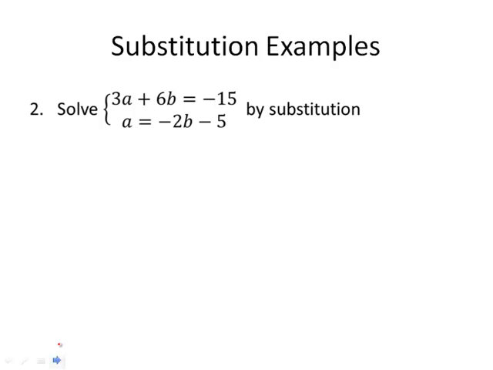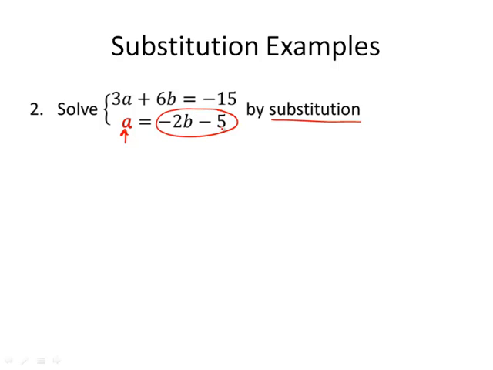Here's another one. They want us to use substitution. First, let's choose which variable is easiest to solve for. Hey, this one's already solved for a. Let's keep it that way. So we know that a is equal to negative 2b minus 5.